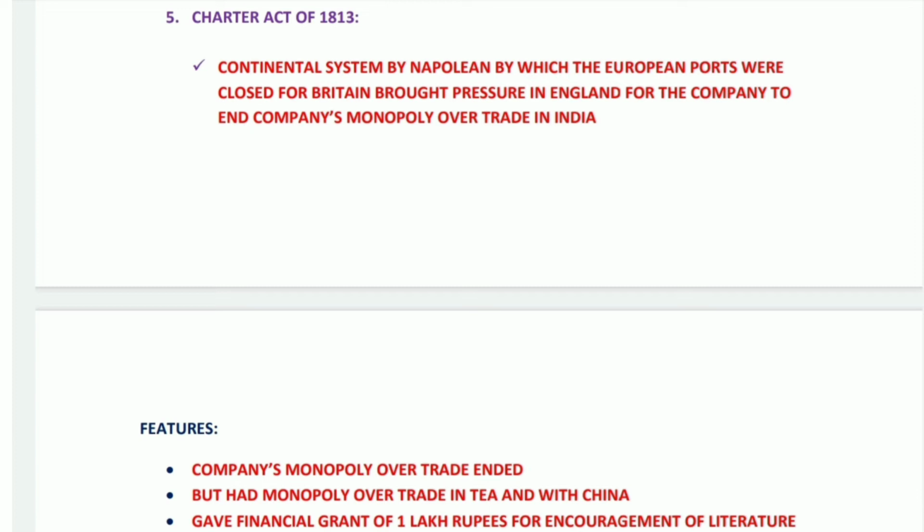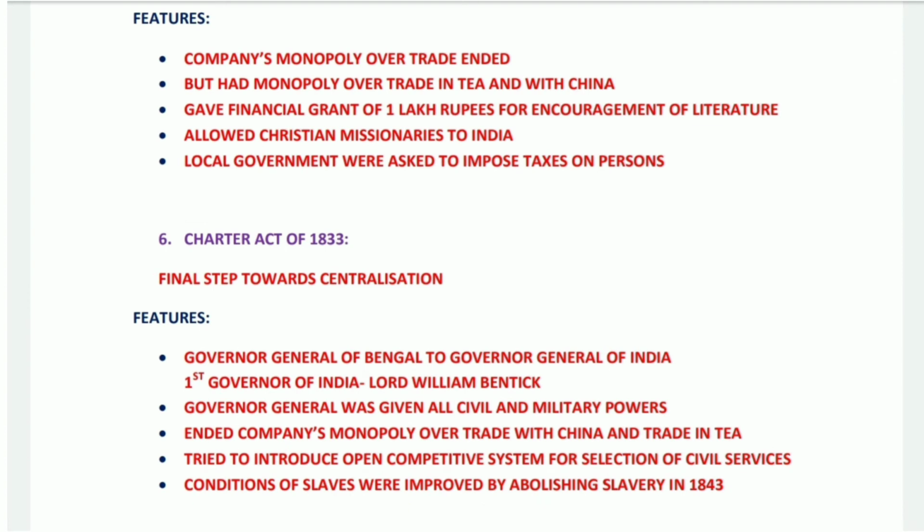So under this act, the company gave a financial grant of 1 lakh rupees every year for the promotion and encouragement of literature and learning, and it also allowed Christian missionaries to come to India to preach their religion and to propagate English. And it also asked the local government to impose taxes on the person, and it said that if a person denied to pay taxes, that person should be punished severely.